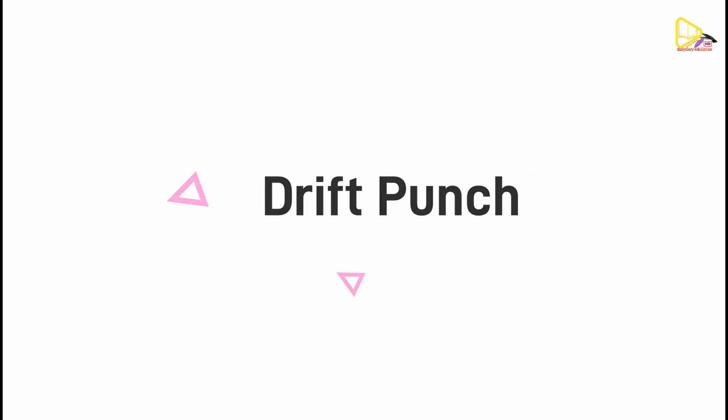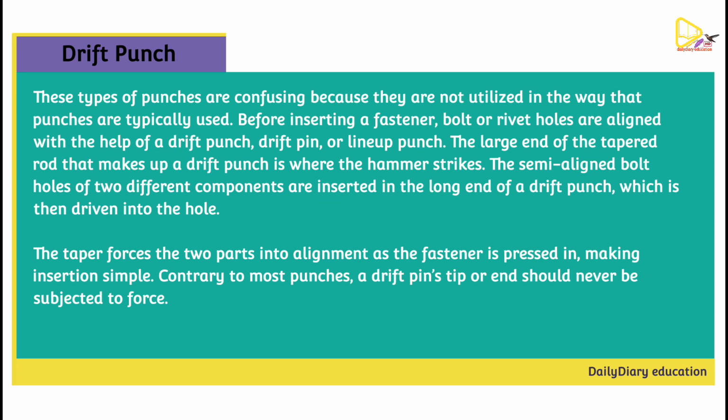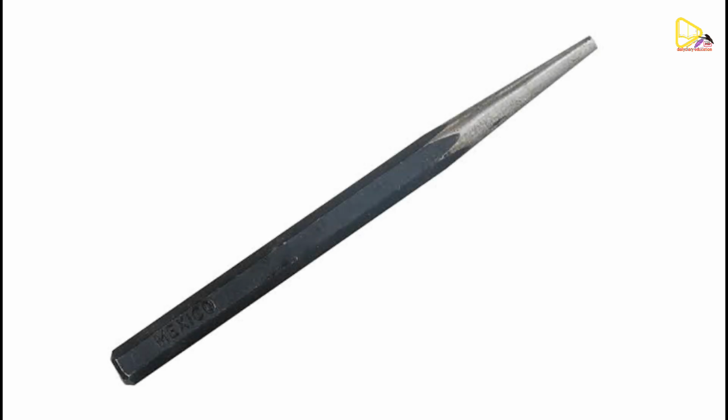Drift punch. These types of punches are confusing because they are not utilized in the way that punches are typically used. Before inserting a fastener, bolt or rivet holes are aligned with the help of a drift punch, drift pin, or line-up punch. The large end of the tapered rod that makes up a drift punch is where the hammer strikes. The semi-aligned bolt holes of two different components are inserted in the long end of a drift punch, which is then driven into the hole. The taper forces the two parts into alignment as the fastener is pressed in, making insertion simple. Contrary to most punches, a drift pin's tip or end should never be subjected to force.